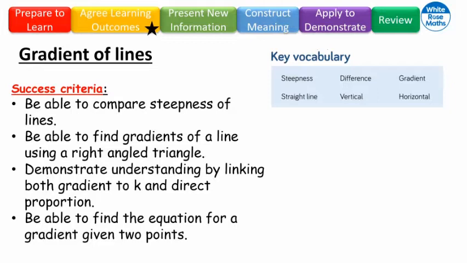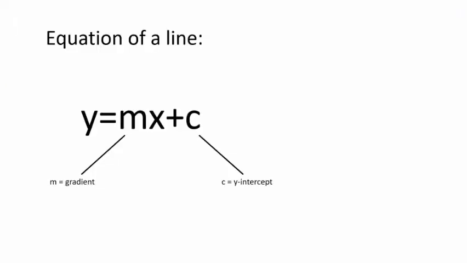Okay, before Christmas we learned about the equation of a line, although very briefly. But this is all in the process of learning about the equation of lines. Specifically today we're going to learn about the gradient of lines. So, quick recap. The equation of a line is y equals mx plus c. The m equals the gradient, and the c equals the y-intercept. So we're focusing today specifically on the m value.